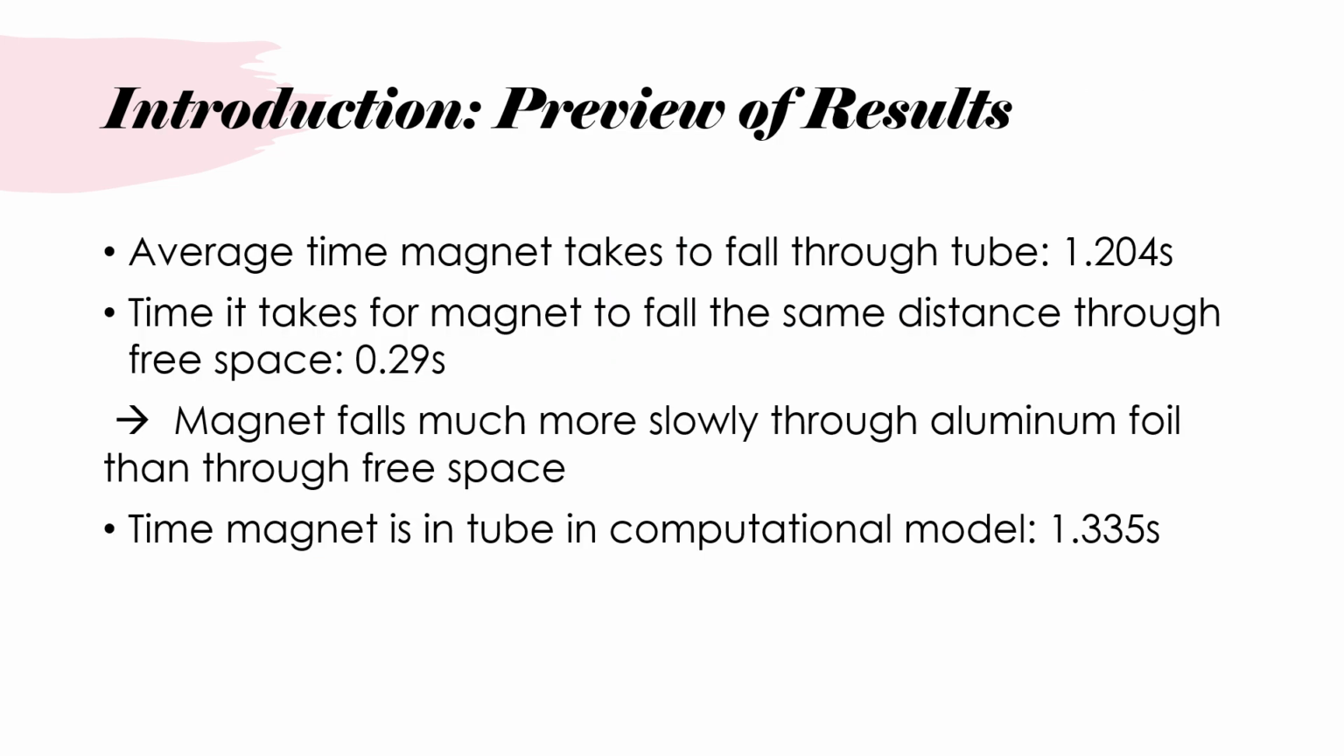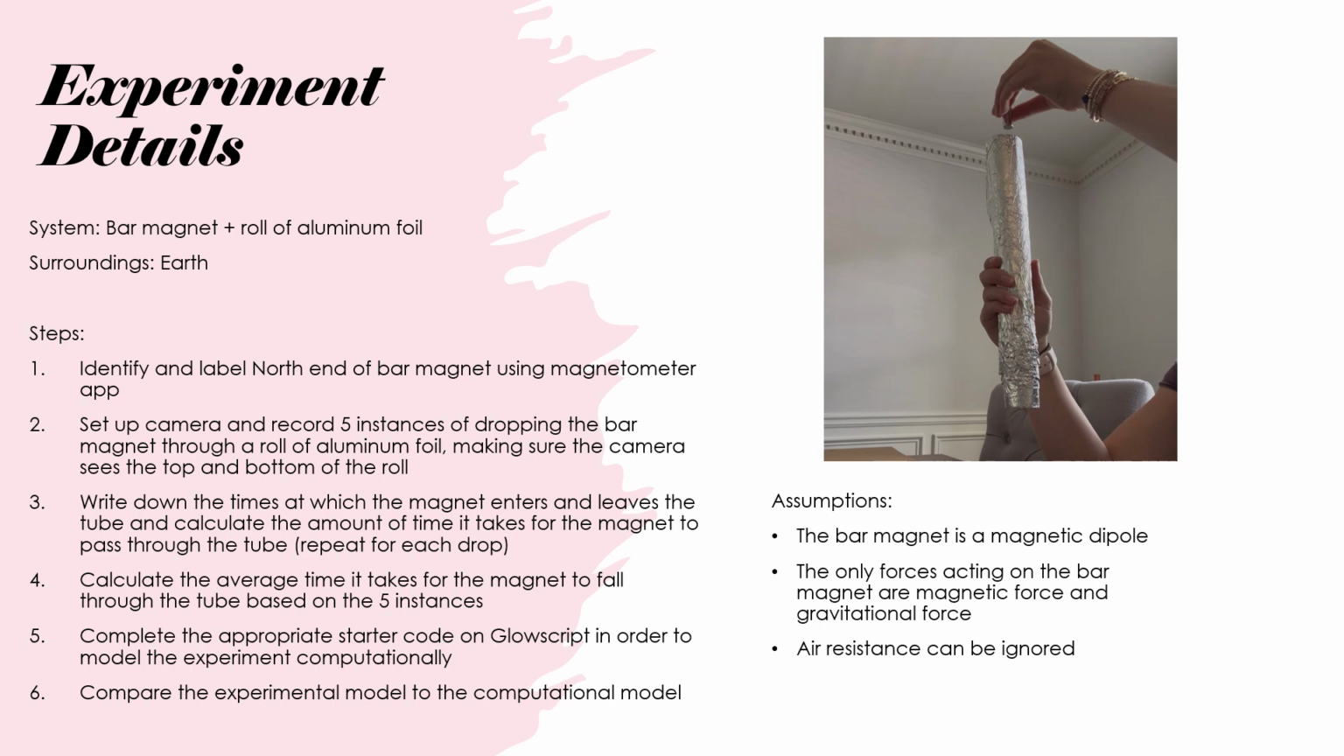The average time that it took for the magnet to fall through the tube in my experimental model was 1.204 seconds, whereas the time it took for the magnet to fall the same distance just through free space was 0.29 seconds. So you can see that it fell much more slowly through the aluminum foil tube, and the time that the magnet took to fall through the tube in the computational model was 1.335 seconds. The system in this experiment was the bar magnet and roll of aluminum foil, and the surroundings was Earth.